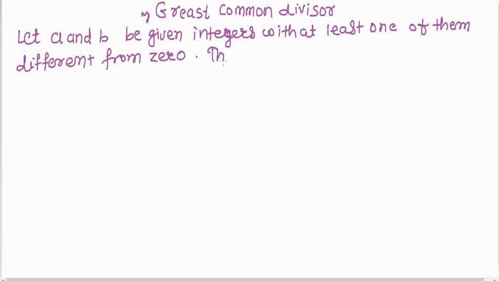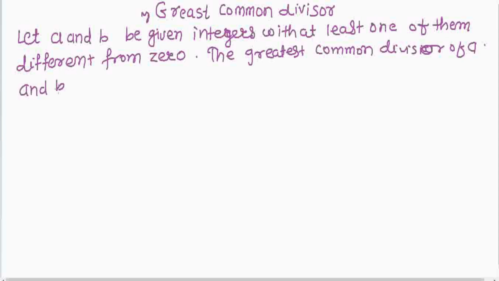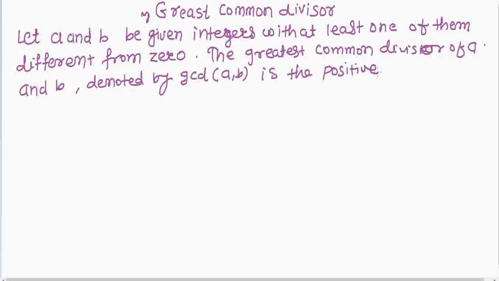The greatest common divisor of a and b, we denote it by the symbol GCD(a, b), is the positive integer. So the greatest common divisor is a positive integer.